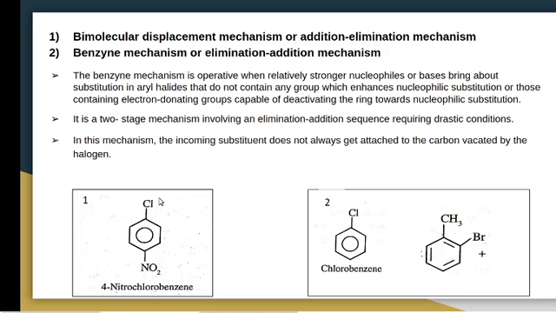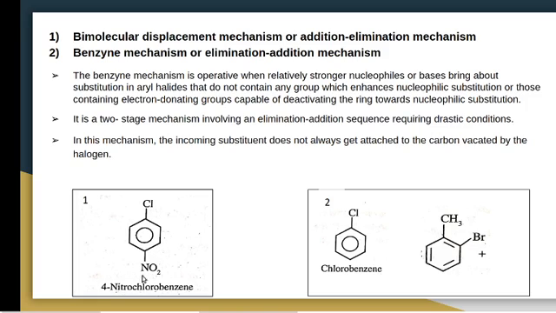When an aryl halide is subjected to a nucleophilic substitution reaction, the halogen will get replaced by another strong nucleophile. That is nucleophilic aromatic substitution reaction of aryl halides. So when the aryl halide contains an electron withdrawing group, it will follow the bimolecular displacement mechanism.